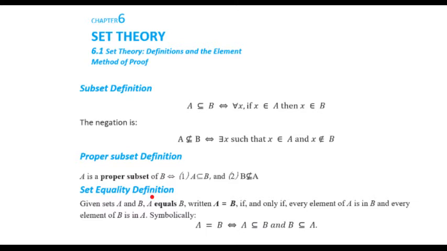Okay, so the next thing is the definition of set equality. Given two sets A and B, we say A equals B, and we show it with this symbol, if and only if every element of A is in B and every element of B is in A, correct? So based on the definition of subset, we can symbolically show the definition of set equality in this way. We can say A is equal to B if and only if A is a subset of B and B is a subset of A. Why? Because every element of A is in B, so A is a subset of B, and every element of B is in A. So B is also a subset of A.